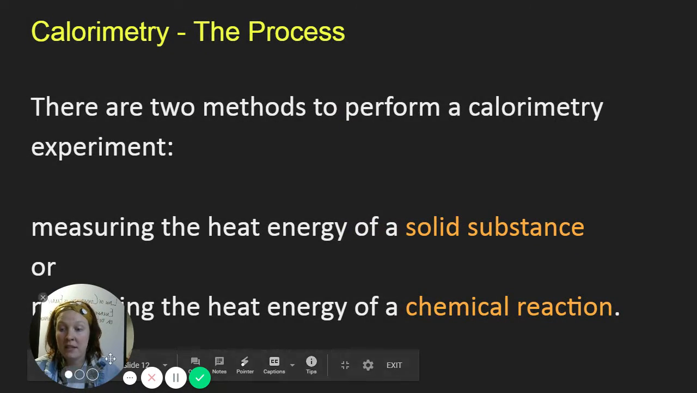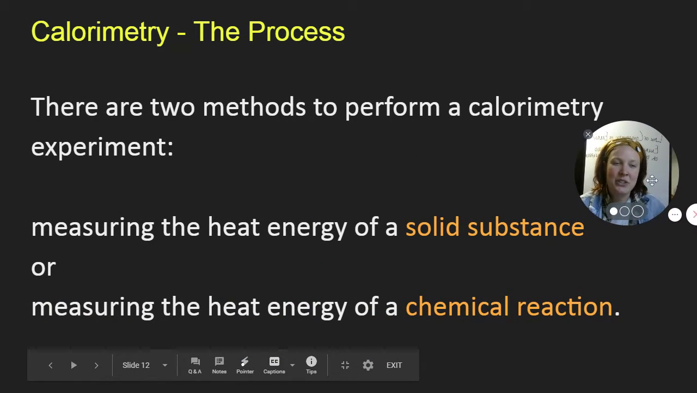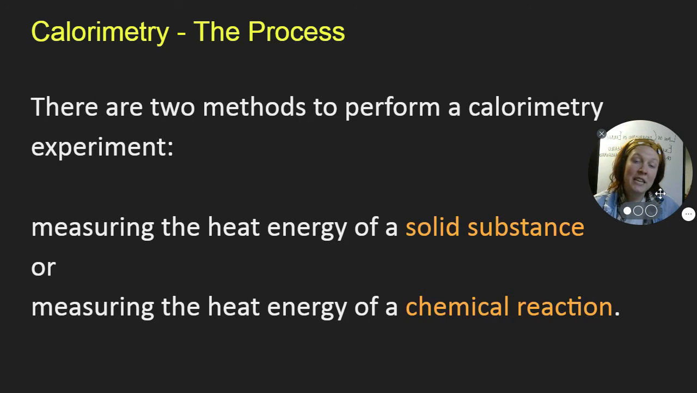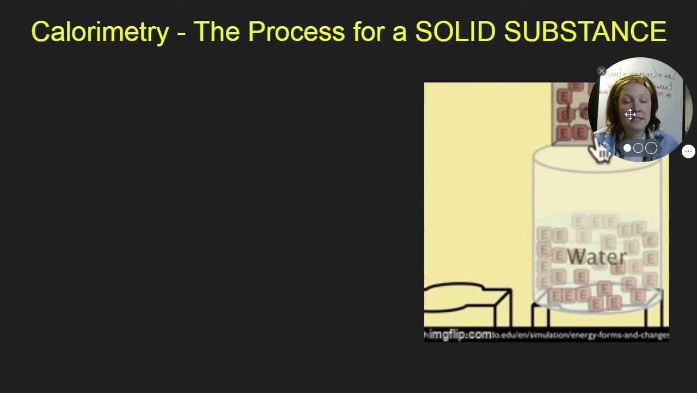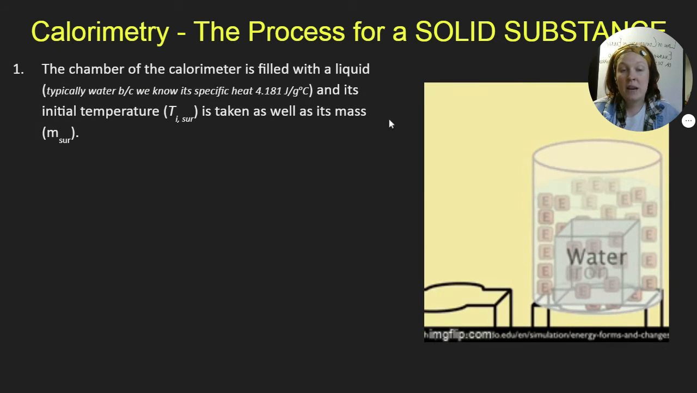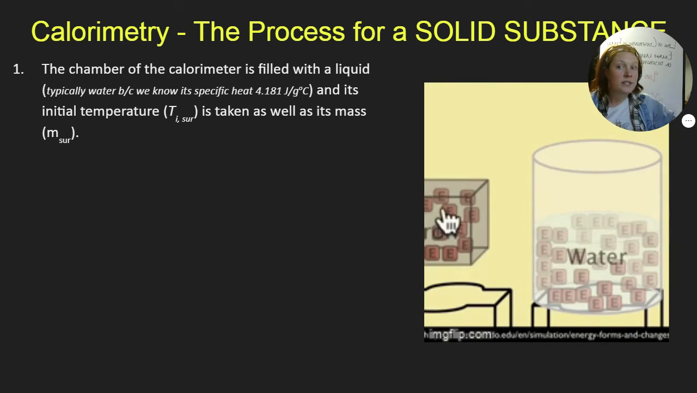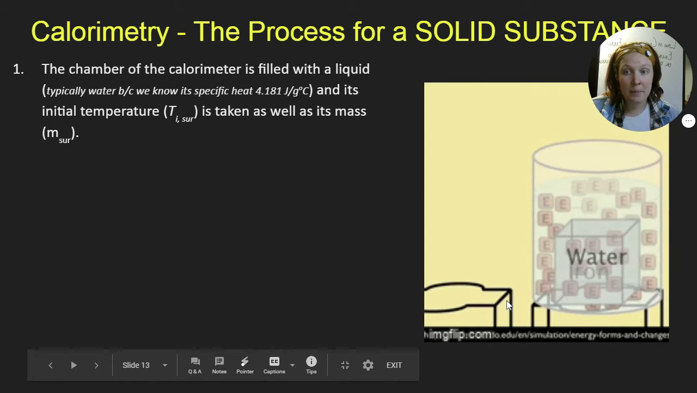There are two methods that we can use to perform a calorimetry experiment. We could measure the heat energy of a solid substance, or we could measure the heat energy of a chemical reaction. So if we were to measure the heat energy of a solid substance, it's going to look very similar to what we see here in the GIF. First, the chamber of the calorimeter is filled with a liquid that we know of. So typically water is used because we already know the specific heat of water. And then we take its initial temperature.